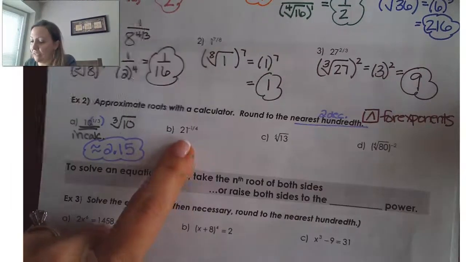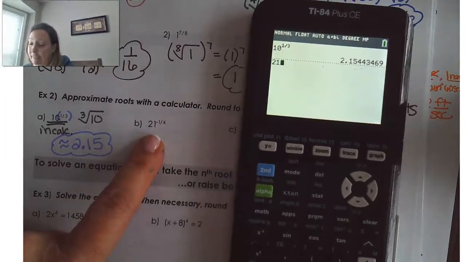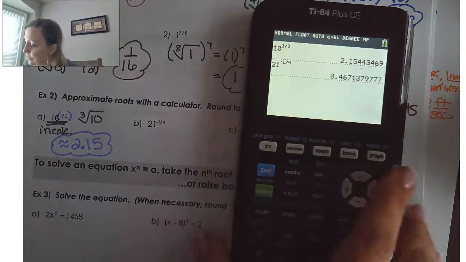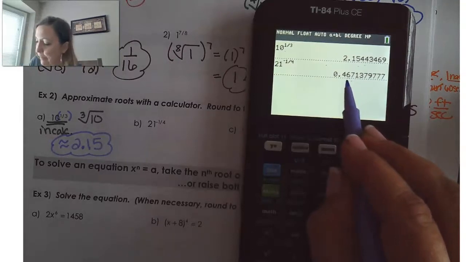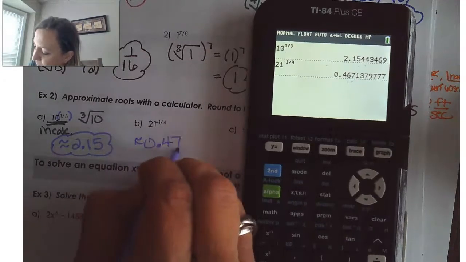If we have something like 21 to the negative 1/4, I'm just going to type it in like that. If I'm using my calculator, it will do that, putting it into the denominator for me. So I'm not even going to rewrite with positive exponents when I can use the calculator. So if I do 21 to the 1/4, notice the third decimal is a 7, which tells me to bump this guy up. So that's going to be about 0.47.